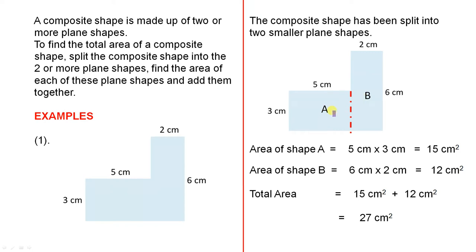Shape A is a rectangle, so the area of shape A is 5 centimetres by 3 centimetres. Because those are the measurements, that gives us 15 square centimetres. Shape B is also a rectangle, which is 6 centimetres by 2 centimetres, so the area of shape B is 12 square centimetres. So the total area of the shape is 15 square centimetres plus 12 square centimetres, which gives us 27 square centimetres.